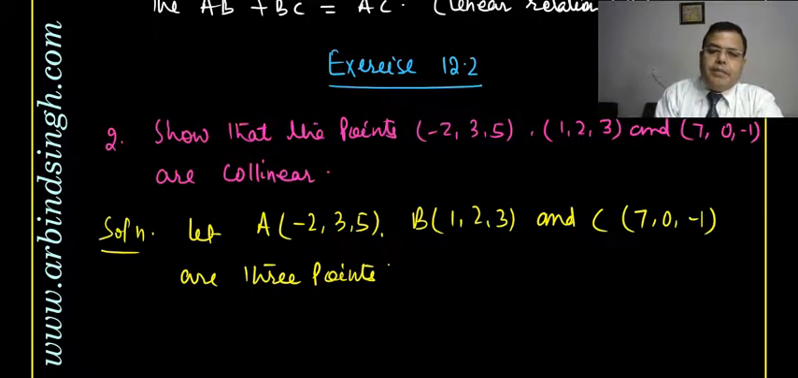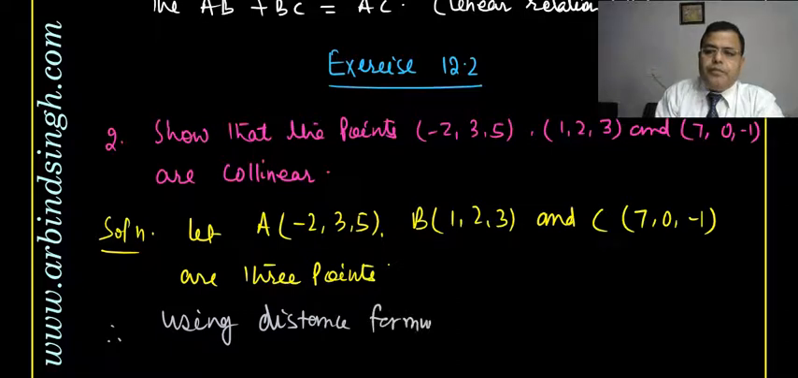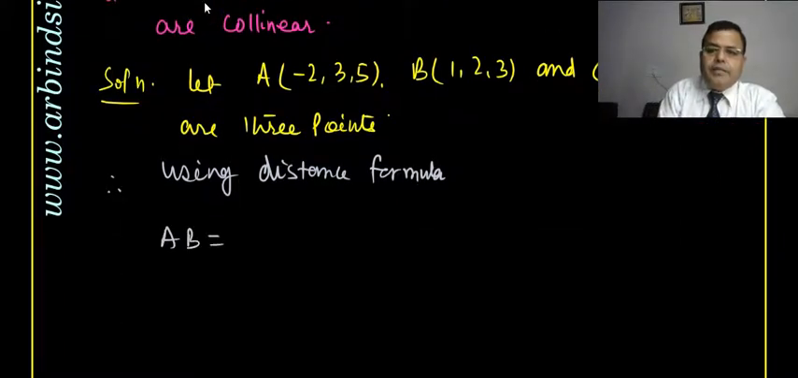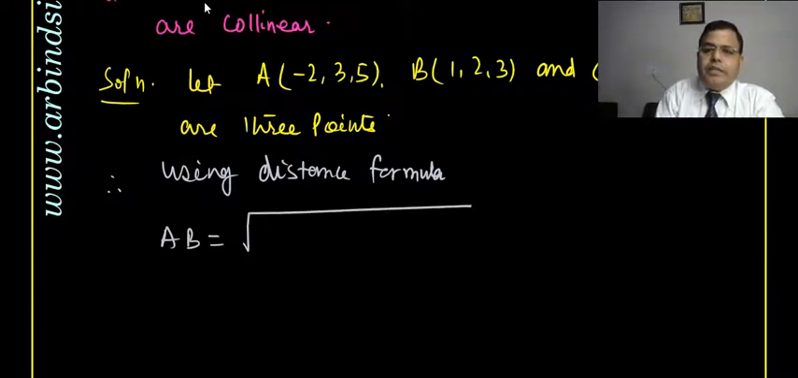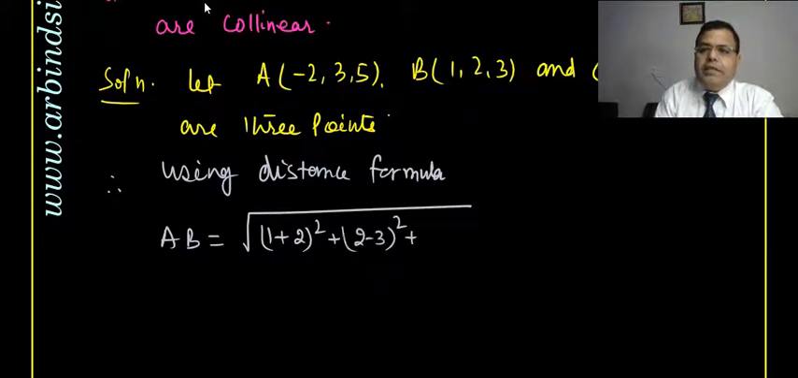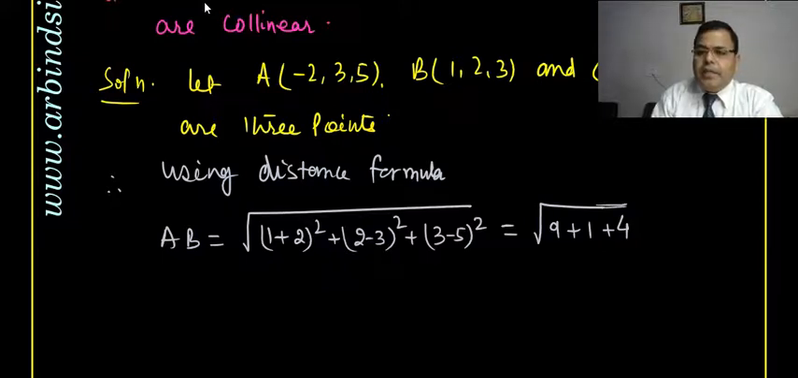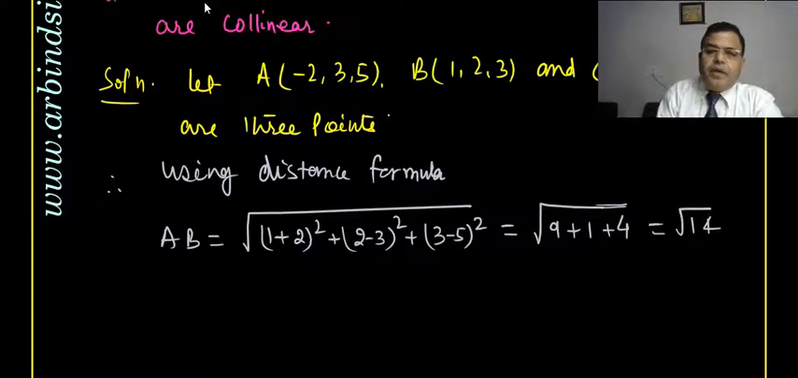Now the distance AB, therefore, using the distance formula we will find AB. AB is equal to the square root of (x2 minus x1) whole square, 1 minus minus 2, that is plus 2, so (1 plus 2) whole square, plus (y2 minus y1) whole square, that is (2 minus 3) whole square, plus (z2 minus z1) whole square, that is (3 minus 5) whole square. And what is that? This will be 3 square, that is 9, plus (2 minus 3) whole square is 1, plus (3 minus 5) whole square is 4. So 9 plus 4 is 13, and 1 makes 14. This is root 14.